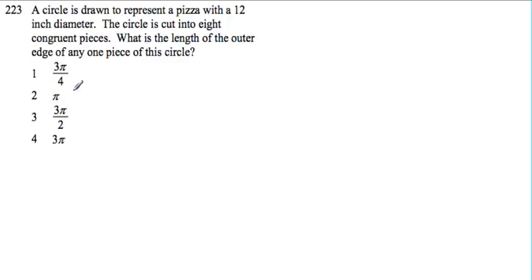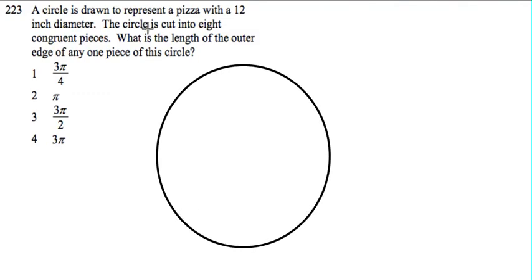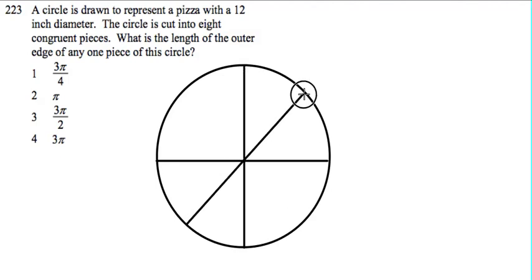Let's look at number 223. A circle is drawn to represent a pizza with a 12-inch diameter, cut into 8 congruent pieces. What is the length of the outer edge of any one of these pieces? If I were to just approximate it, it would look something like this, 8 pieces. One way that can be done would have been something like this, approximately.